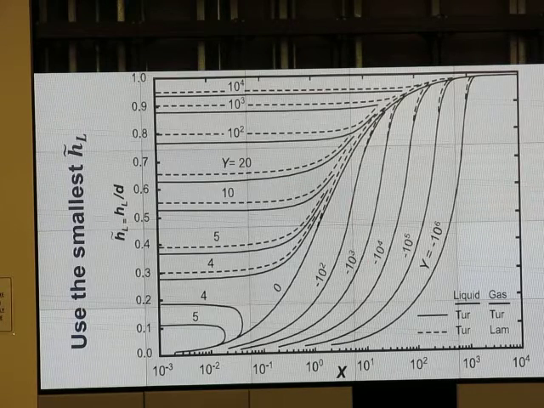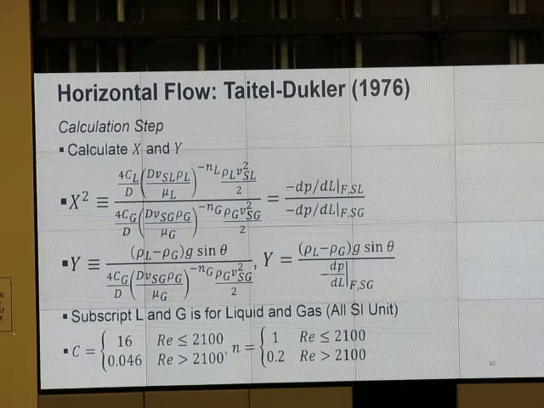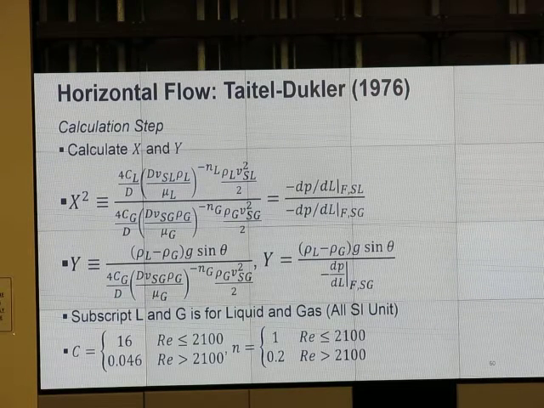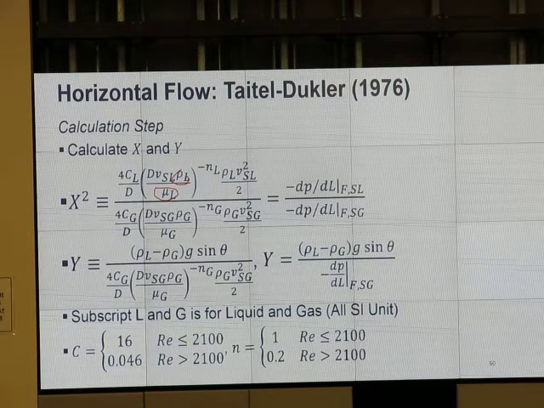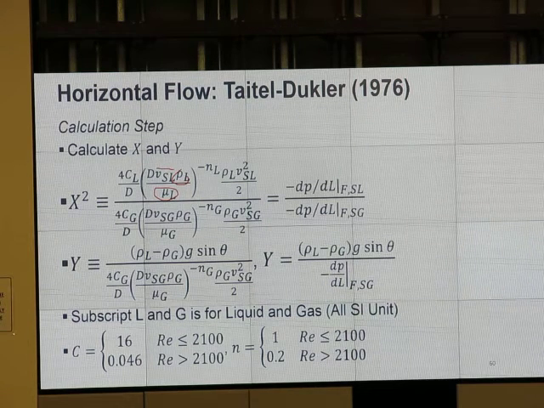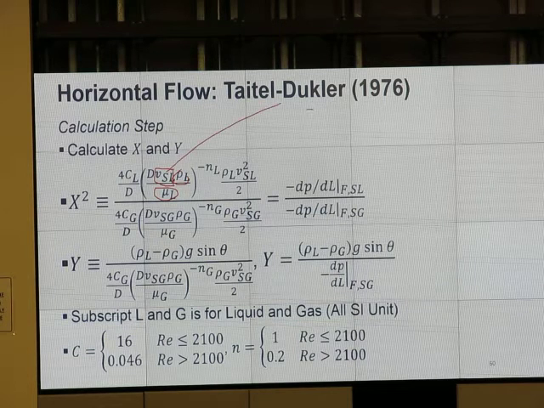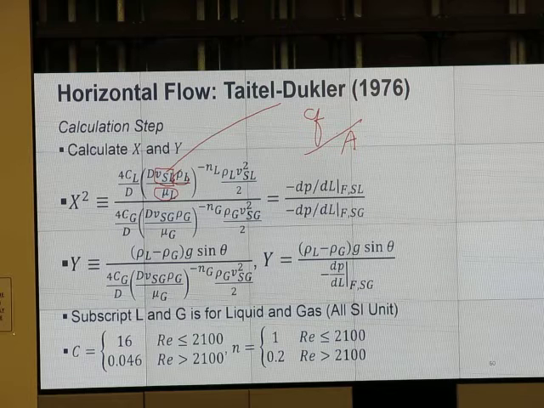Look at the definition of X. It has density and viscosity, right? So that depends on pressure and temperature. It also has the actual volumetric flow rate divided by the area. So VSL is the actual flow rate divided by area. Actual flow rate means you have to take phase change into account already.